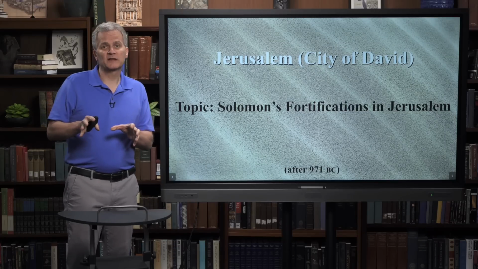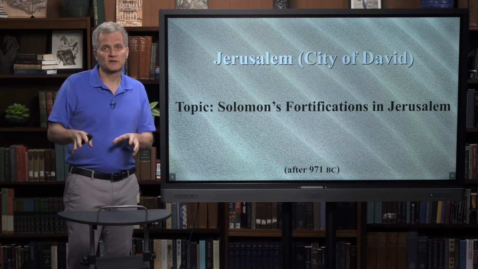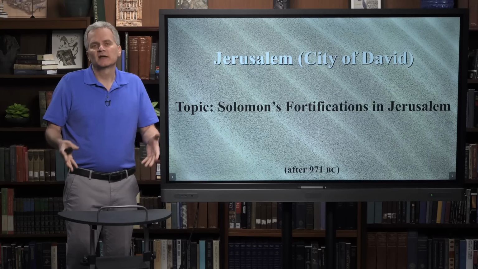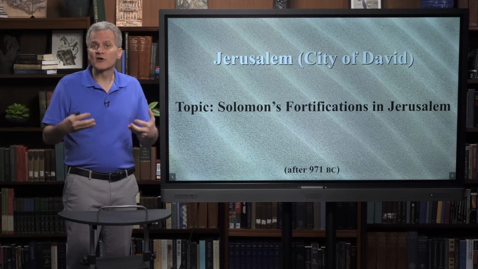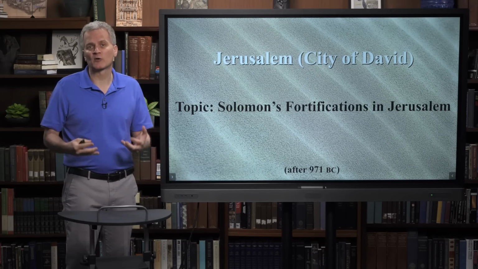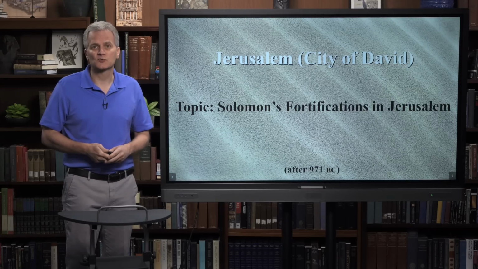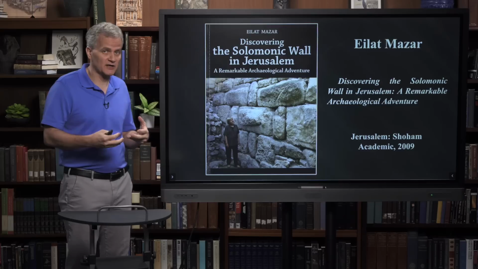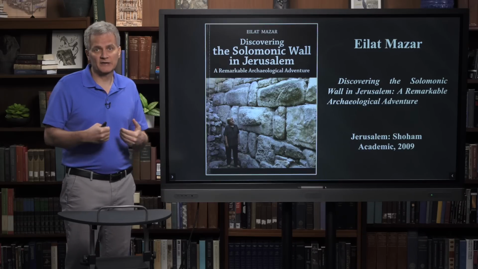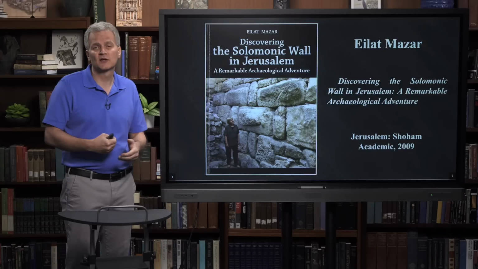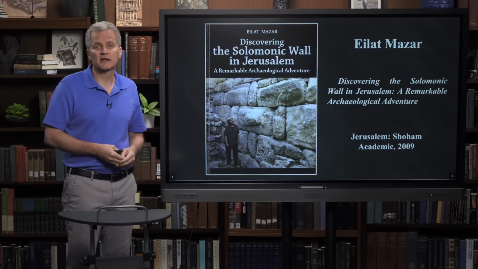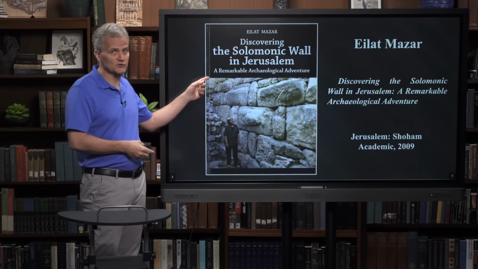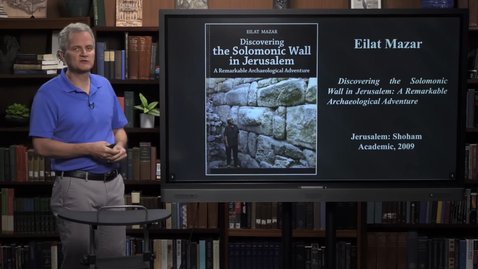So we want to see some of the construction that was built by Solomon. So our focus is going to be specifically on the fortifications that Solomon built at Jerusalem that help us to see that this is a reflection of a very wealthy and powerful king in Jerusalem. And really the source that you can use if you want to do your own study on it is a book that was written by the archaeologist, the Israeli archaeologist from the Jerusalem area named Eilat Mazar. And that book is Discovering the Solomonic Wall in Jerusalem, published in 2009.